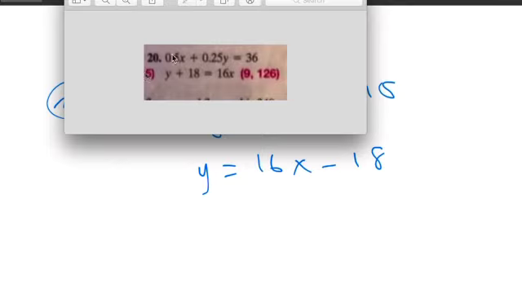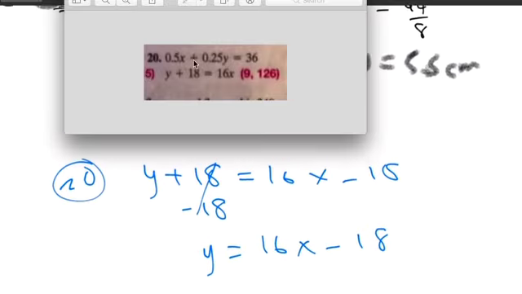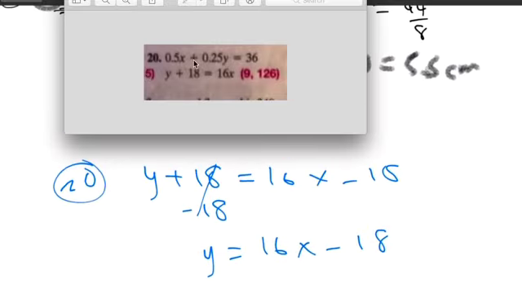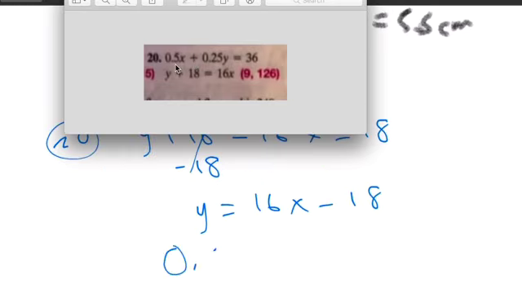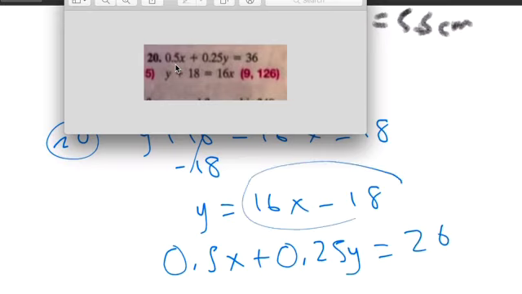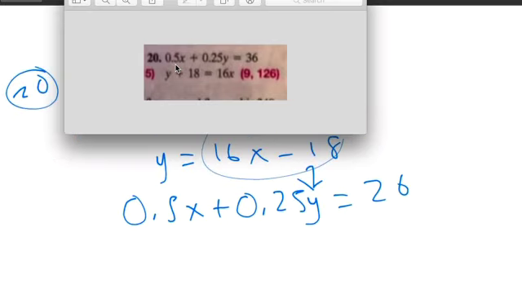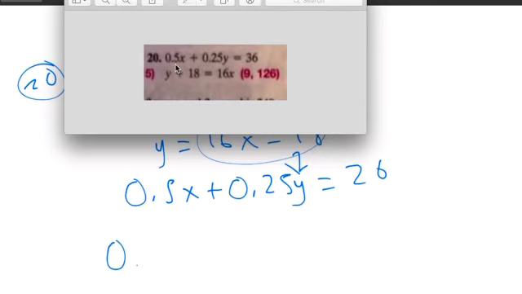And the other problem is right up here. Oh, anyways, minus 18 there. Let's see, minus 18 to both sides. Minus 18 here and minus 18 there. Okay, then I take that 0.5x plus 0.25y equals to 26. Put this into y. Okay, and then you solve it like you normally would.